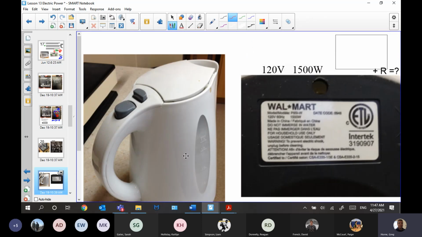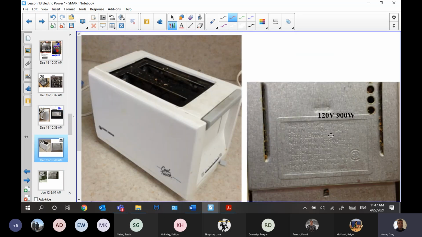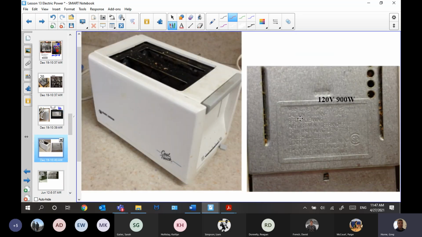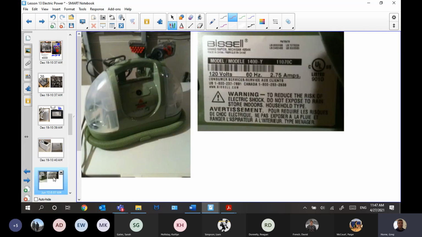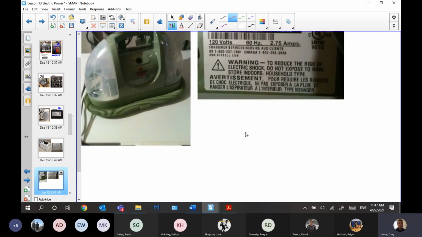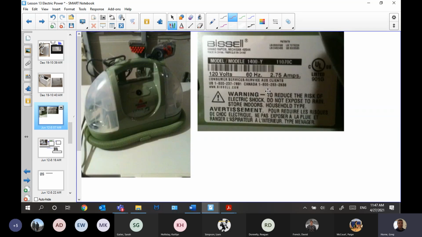So here's a kettle with the tags, the information we can calculate. I'd really like to have you go around your house and find some devices. There's the bottom of a toaster. It's a little hard to read, but when I zoomed in, I can see that it says it's 120 volts at 900 watts. You can calculate the missing current and then the missing resistance values. There's a carpet cleaner, just to get you thinking about all the different things you could find around your house. Carpet cleaner, 120 volts, 2.75 amps. They don't tell you the power of this thing. It doesn't say how many watts this thing is, but you can calculate it.